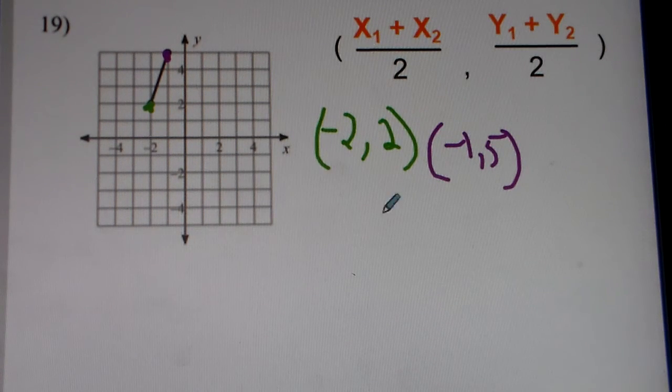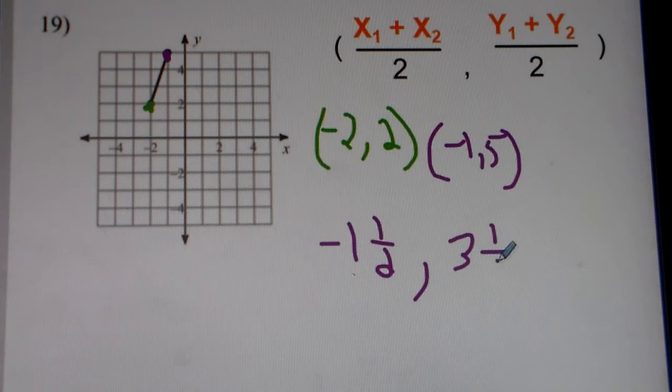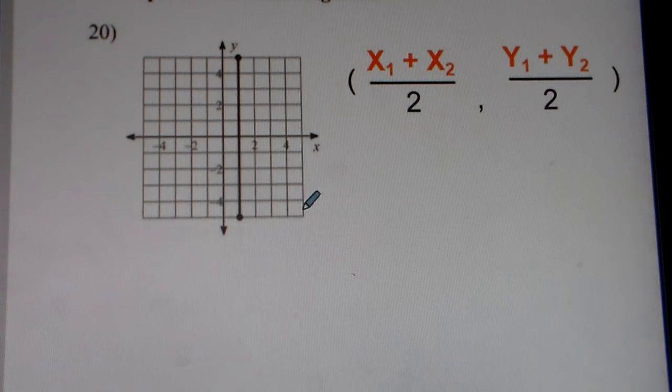Negative 2 minus 1 gets you negative 3. Negative 3 divided by 2 gets you negative 1.5. 2 plus 5 gets you 7. 7 divided by 2 gets you 3.5. Number 20, and then we're going to hit the stop button for this video and move on to the next video.